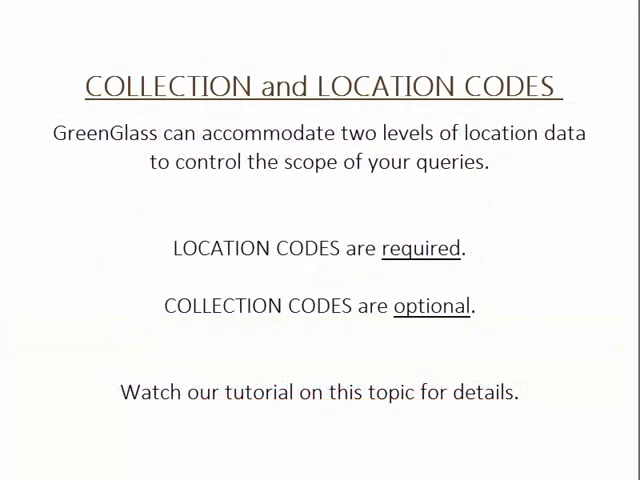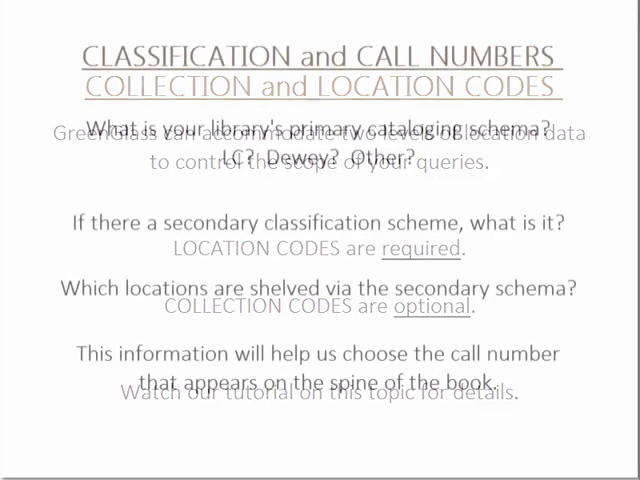Greenglass supports two levels of location information that we refer to as collection codes and location codes. To respond correctly to our questions about your location data, you may benefit from watching our tutorial on this topic.